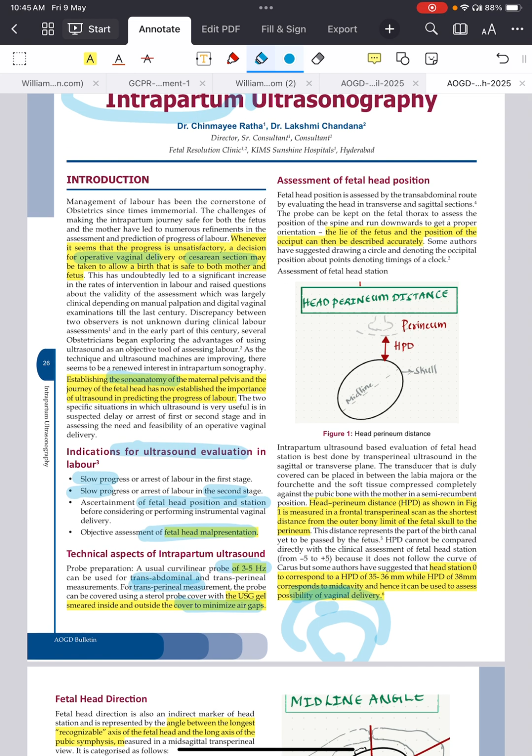Okay. First we'll assess the fetal head position. So this is the perineum, the perineum of the mother. We'll keep the probe on this. Okay. So the lie of the fetus and position of the occiput can be described here. From the perineum you will see the head, and the distance from the perineum to the head is known as HPD, that is head perineal distance.